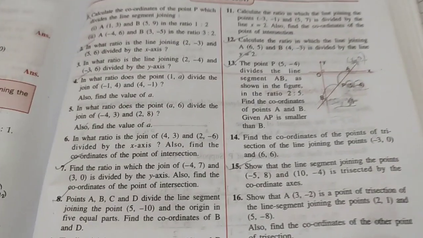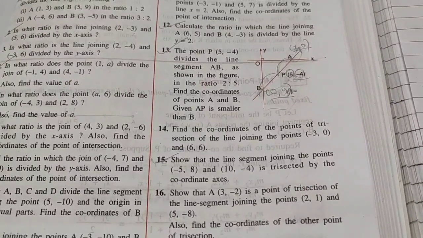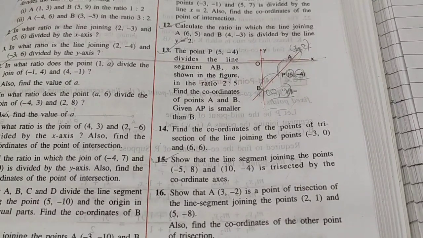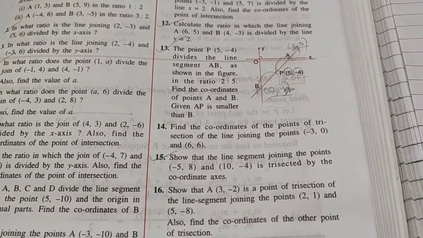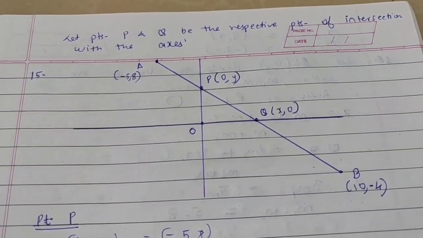Now the 15th question. Show that the line segment is trisected by the coordinate axis. Trisected means divided into three parts. First, try to draw the graph of this. A diagram similar to this. Try it on your own first before I show it to you. Does it look like this?